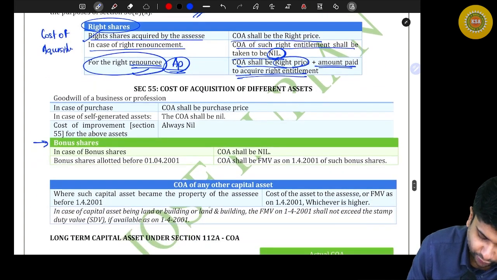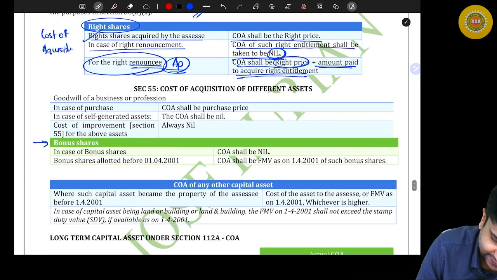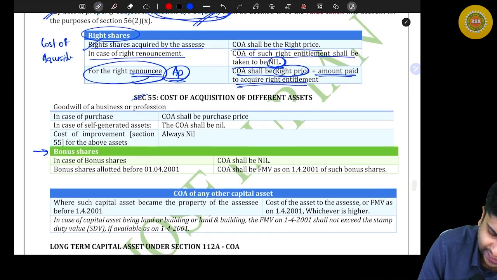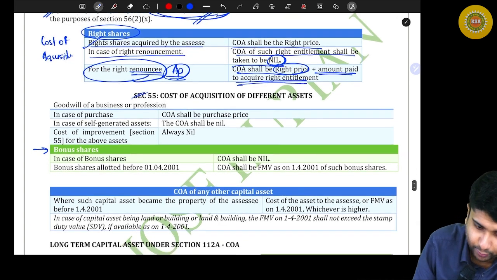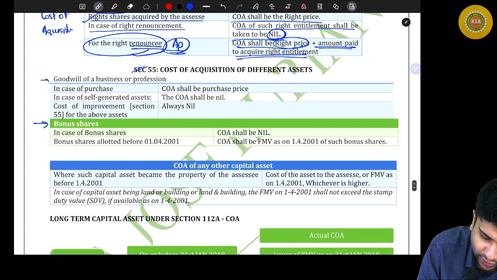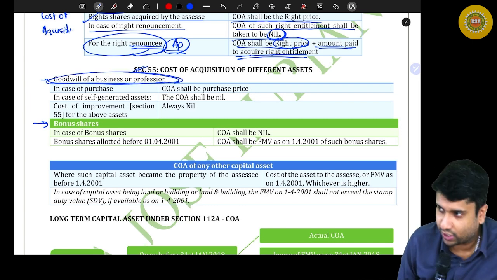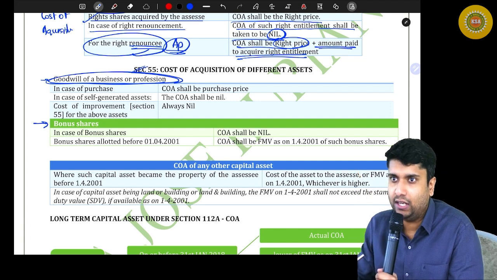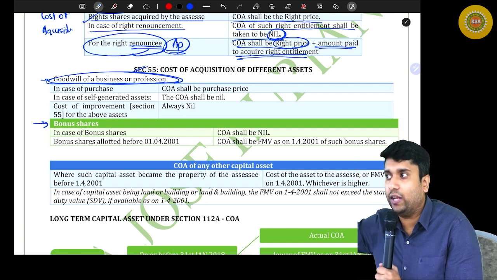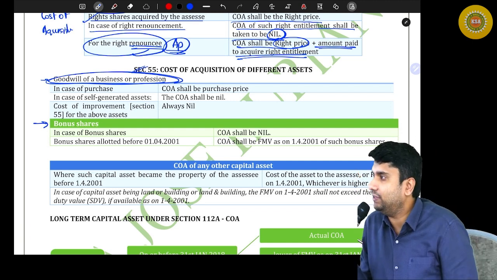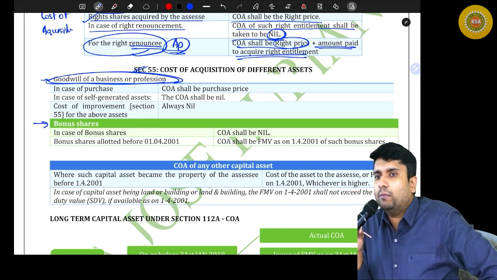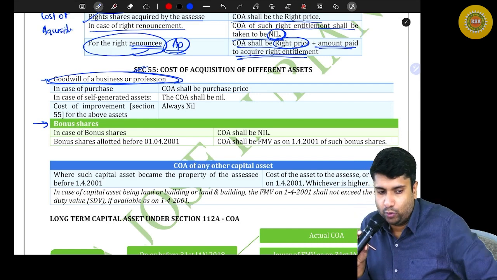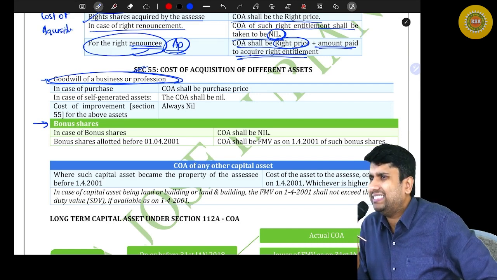Now, cost of acquisition of different assets. Let's understand the next cost of acquisition. Right shares we have already completed last day. So, next is goodwill of a business or a profession. What is the cost of acquisition? In the case of a self-generated goodwill, and I'm selling that particular goodwill outside, what will be the cost of acquisition? It is 0.